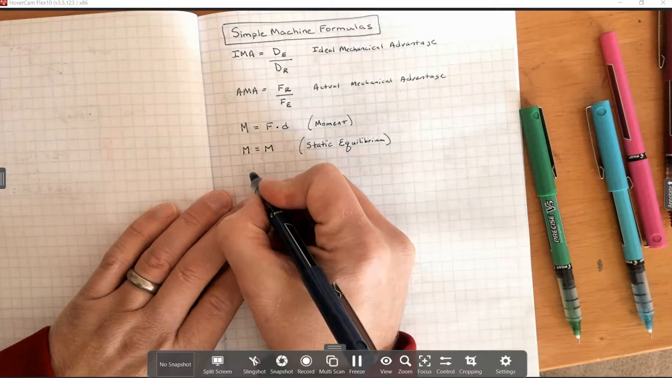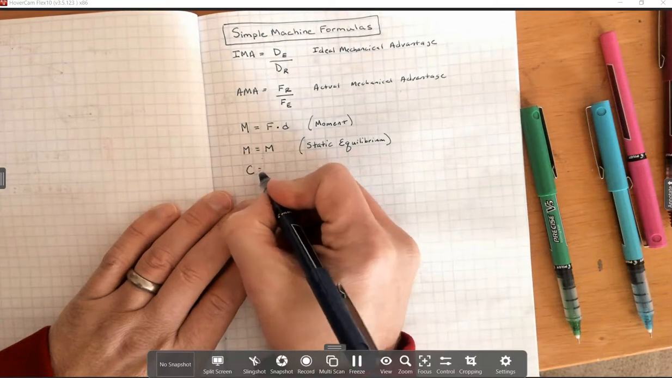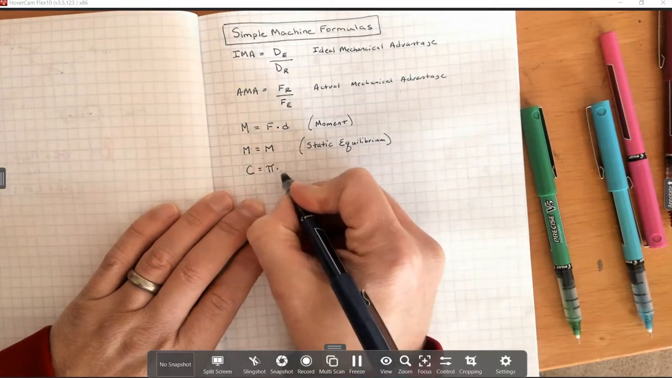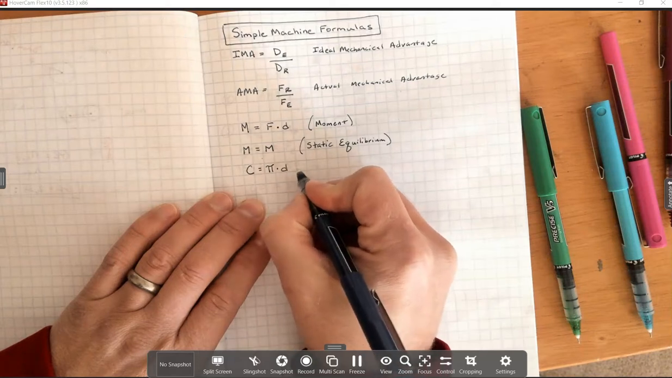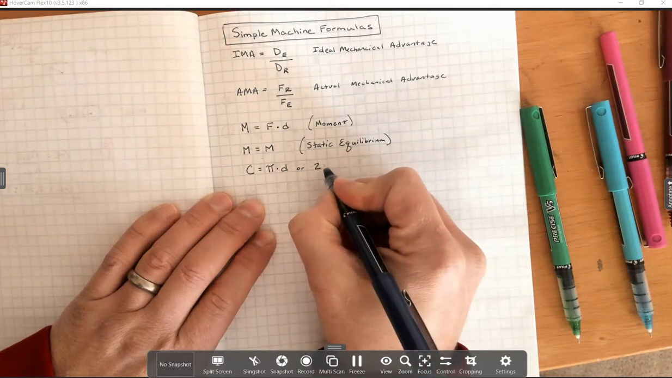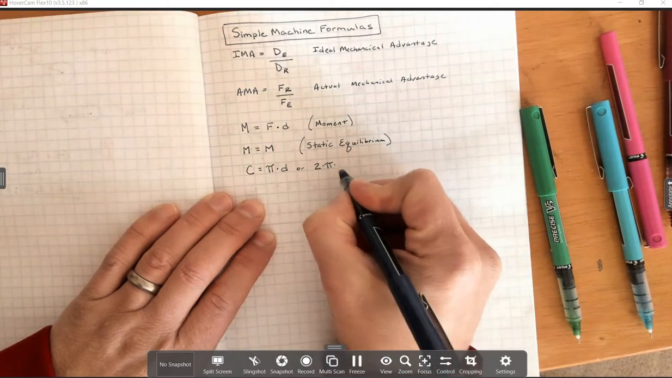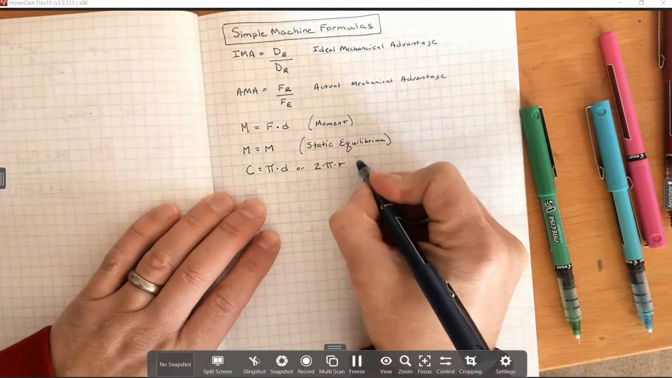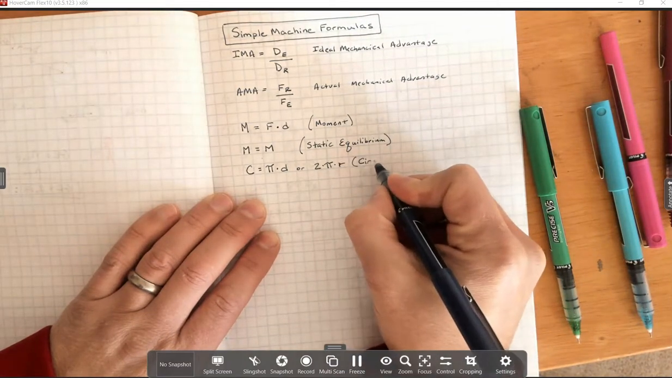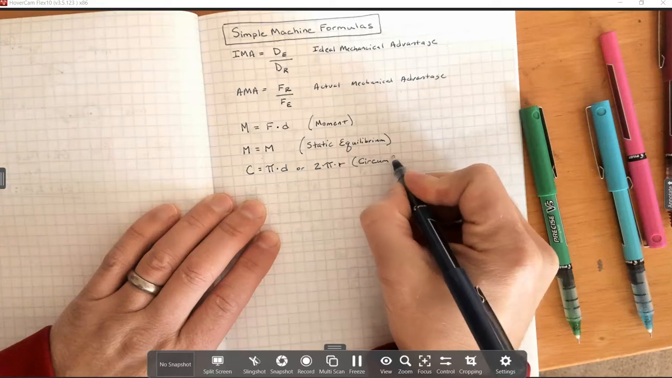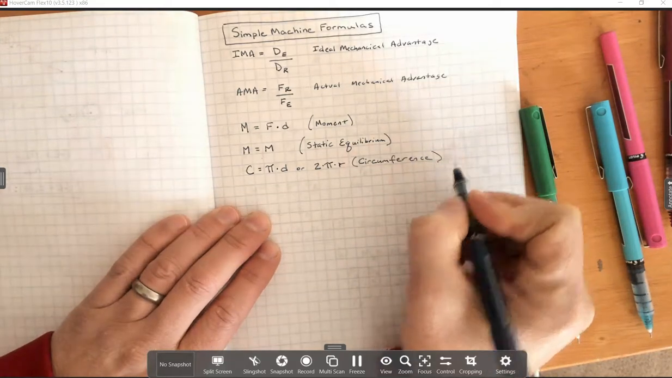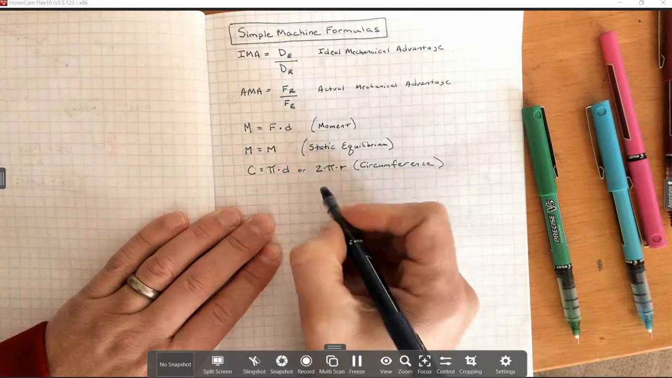And that is the circumference formula. So C stands for circumference, and the formula is that it's pi times diameter, or it can be written as 2 times pi times r, the radius. And so we'll make a note that is circumference. Alright, so why do we need to know that?